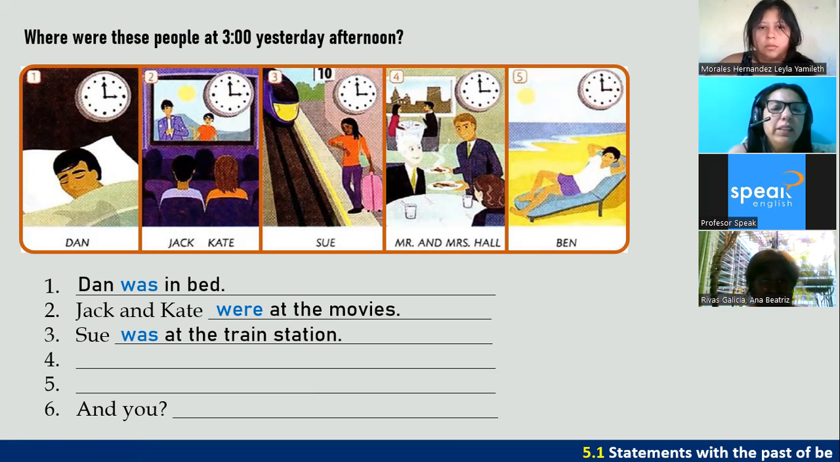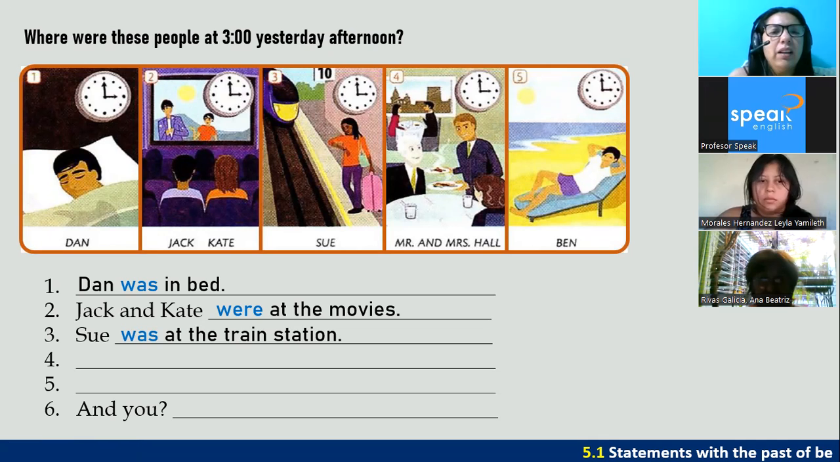Sería Mr. and Mrs. Hall were at the coffee shop. Yo creo que es coffee shop. In a restaurant, right? Or a restaurant. Pero, toma o si no. Café, ¿cómo? O si nosotros queremos decir un café, ellos están en un café, es un café, como en español. They are okay. At a café.